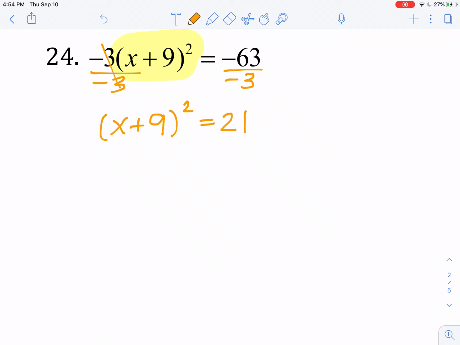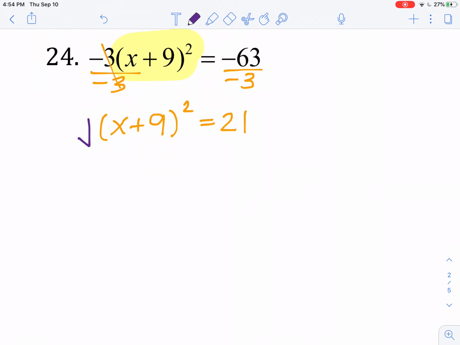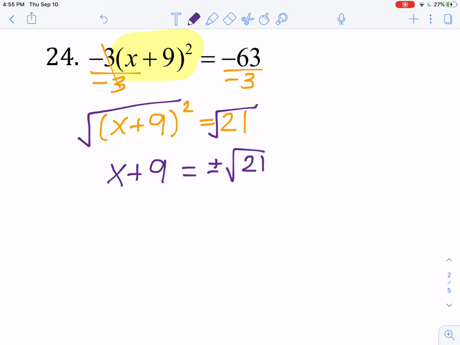And now that we have what's being squared by itself, we're going to use the square root to cancel out that squared. So if you remember, the squared, the second power, and the square root are inverse operations. Just like above how we use division to cancel multiplication, these two cancel out. So on the left side, we're left with x plus 9 equals, and on the right side, when we take the square root of a number, we always get plus or minus the square root.